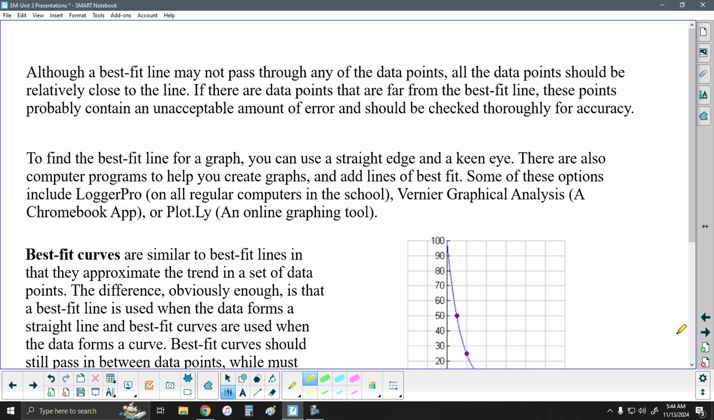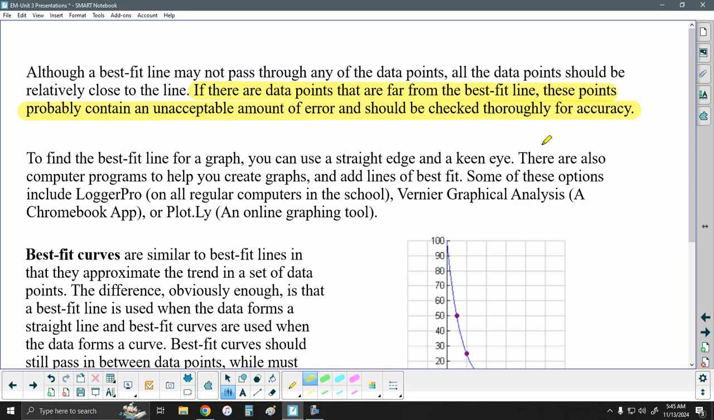Now, although the best fit line might not pass through any of the data points, all the data points should be relatively close. And if there are data points that are far from the best fit line, these points probably contain an unacceptable amount of error and should be checked thoroughly for accuracy. So when we were going through our previous unit, we were talking about precision versus accuracy. We probably aren't going to see a lot of this in our data because we know from taking independent measurements, having everybody in our group take their own measurements, write it down, record, and discuss, if we have anything that seems to be out of line with the other data that's been collected, we're going to recollect that data.